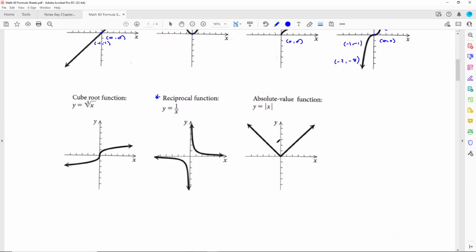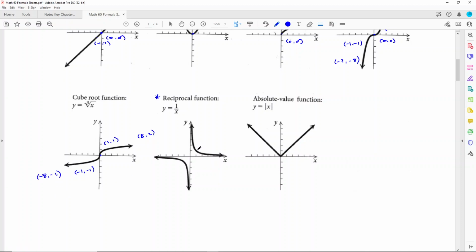Your cube root function, same idea. You'd have (0, 0), you'd have (1, 1), and then you'd go all the way over here to (8, 2). It's not an odd function, but it does have origin symmetry. So we're going to have a point (-1, -1), and we're going to have a point (-8, -2).